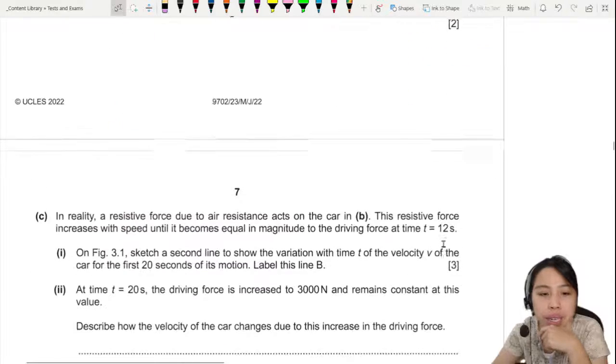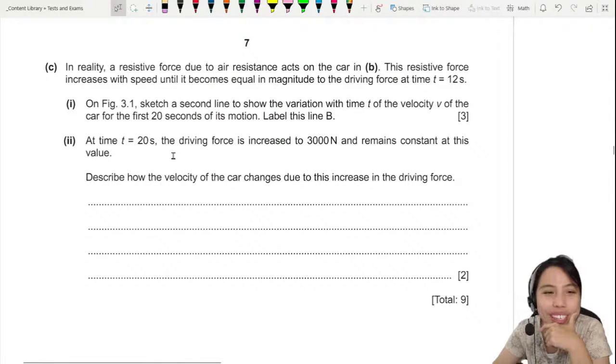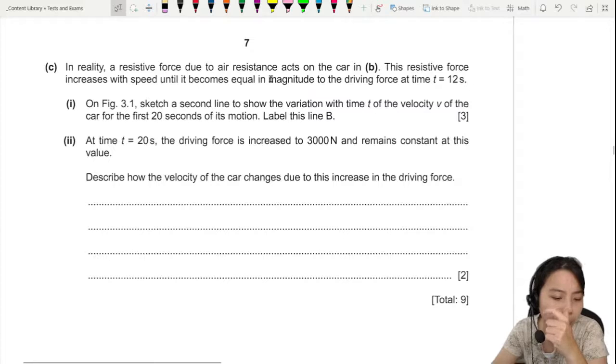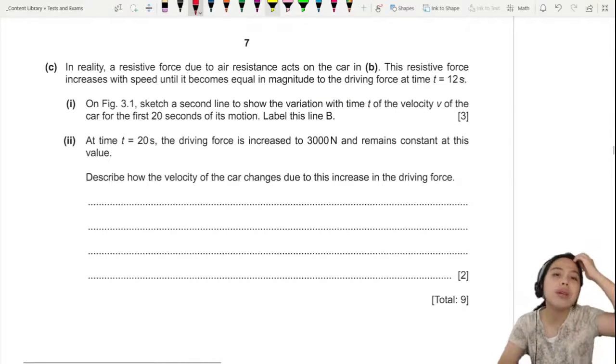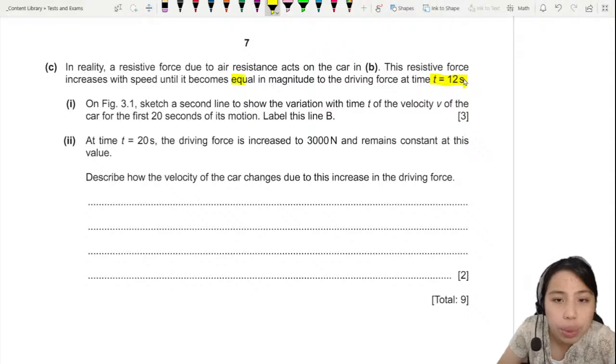Next, in reality, expectation versus reality. A resistive force due to air resistance acts on the car. This resistive force increases with speed until it becomes equal in magnitude to the driving force at time t1, 12 seconds. So there's a very important sentence here. Something happens at 12 seconds. What is it? Equal in magnitude to driving force.